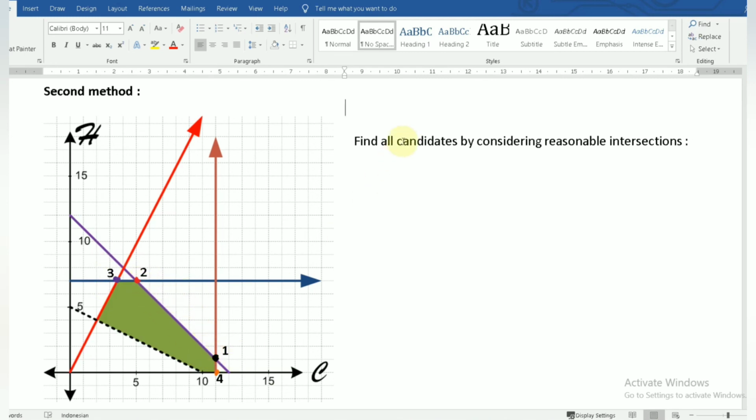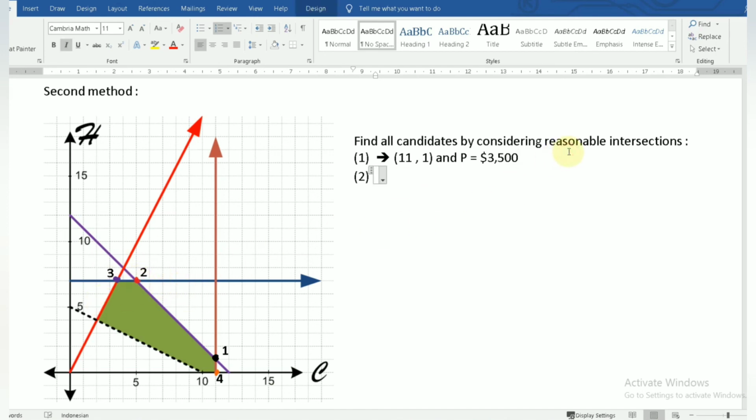Since from the first intersection, we have already calculated from the first method that this is the intersection between C equals 11 and the purple line, H plus C equals 12, and the intersection is 11 comma 1. It gives us the profit 3,500. Just let us pretend that we don't know that this is the answer. We have to consider the second candidate, number two.